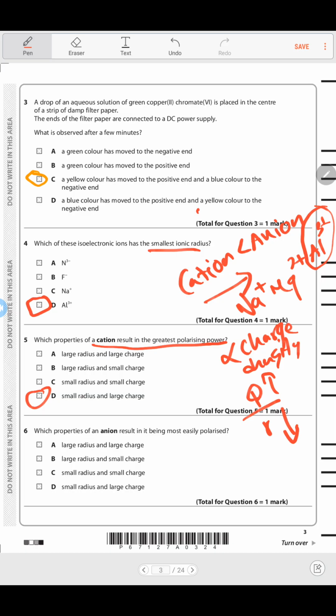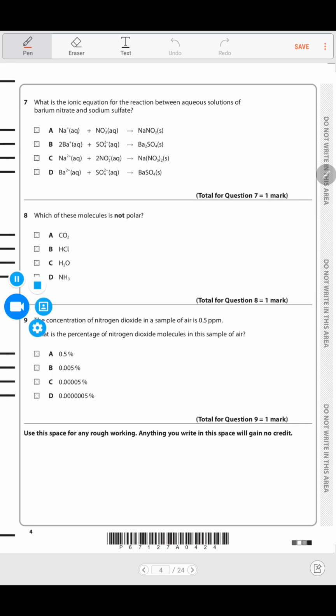Which property of an anion results in it being most easily polarized? So which one has the higher polarizability? For the anion, the charge has to be greater, then only can it be easily distorted, and the size also has to be bigger, then it can be easily distorted. So larger radius, larger charge, the answer is A. Taking to the next questions.